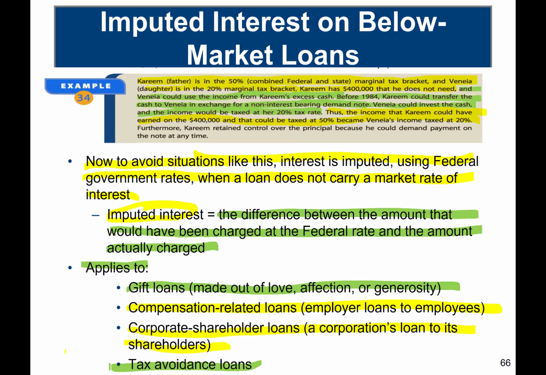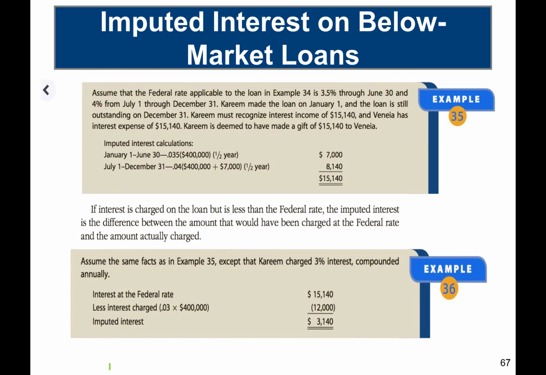Okay, so you come over and take a look at the imputed interest here, and we're going back to that example 34, and the federal applicable rate is 3.5% from January 1st through June 30th, and then from July 1st to December 31st, it's 4%.